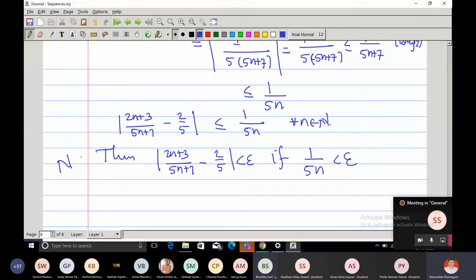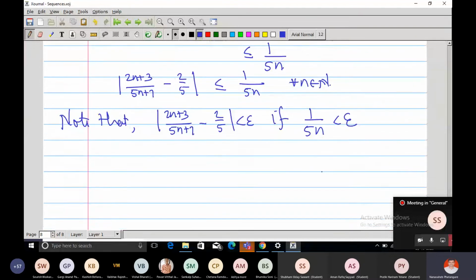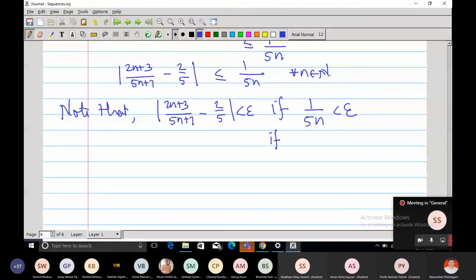Note that this amount, which we want to make less than epsilon, will be less than epsilon if we can make 1 upon 5n less than epsilon. That is, if n is greater than 1 upon 5 epsilon. Am I right? Do you understand this? Yes, sir.